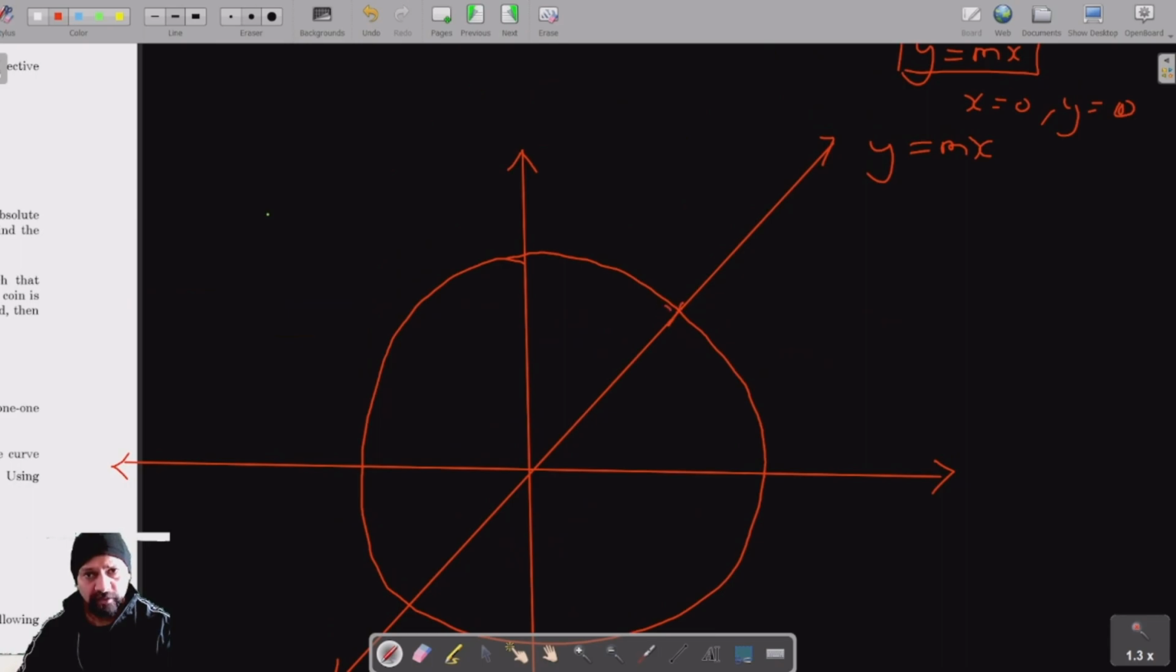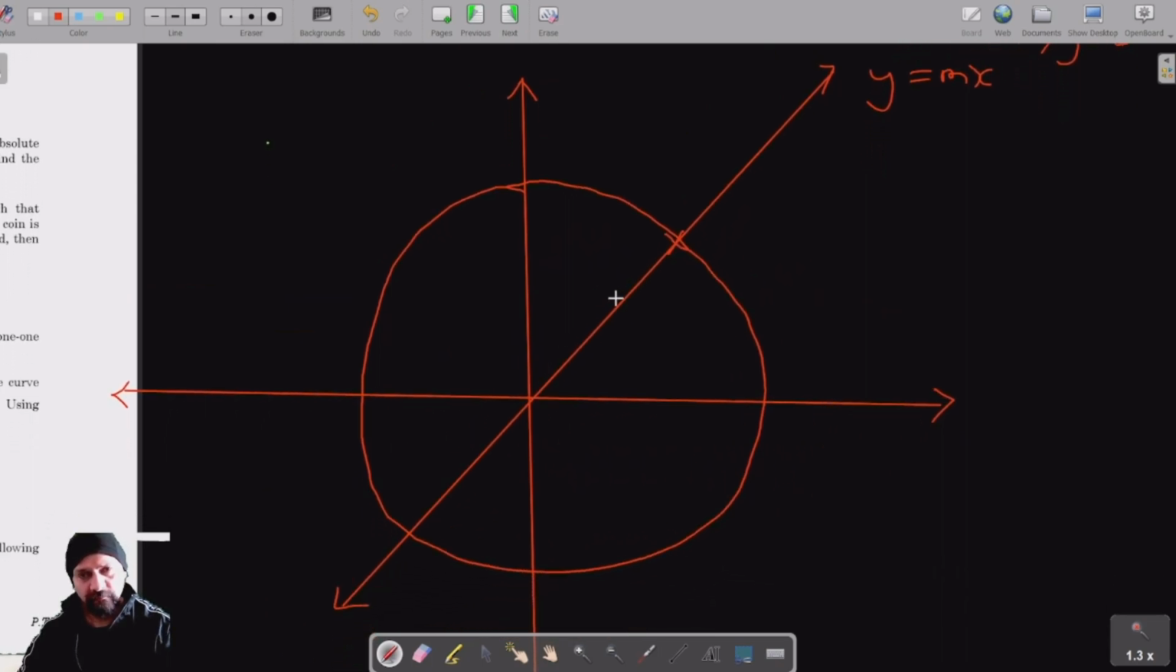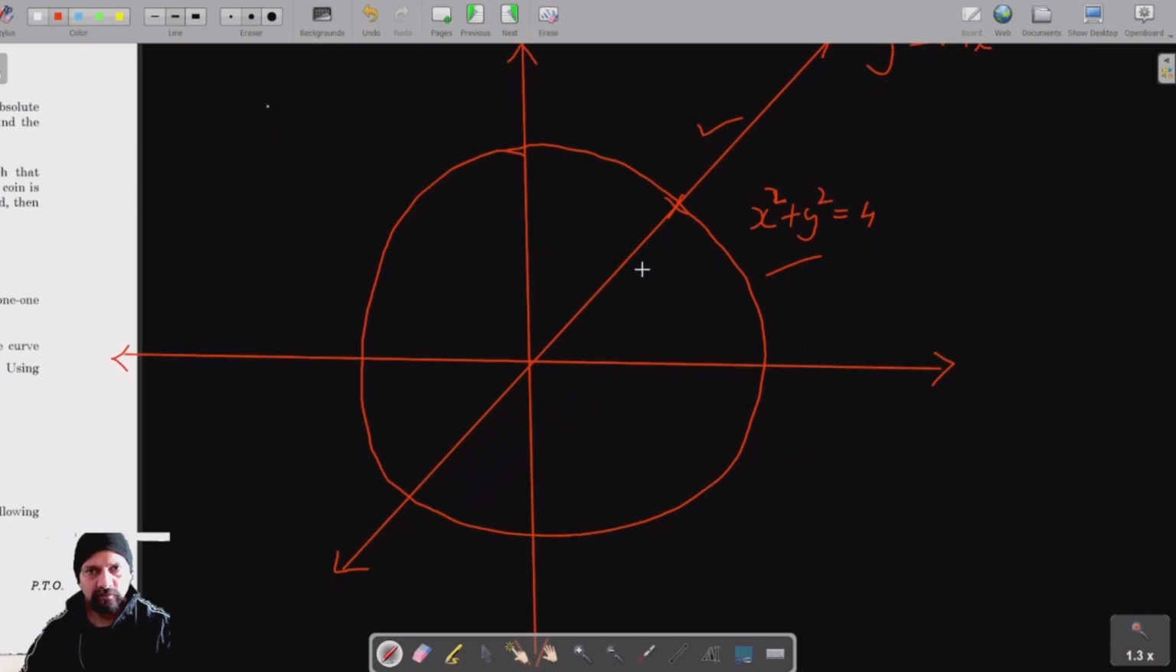Now we have to find the point of intersection, because the region whose area is given is between the line y is equal to x and the curve, that is x square plus y square is equal to 4. So this is the region whose area is given. Okay, this is the region and its area is given.